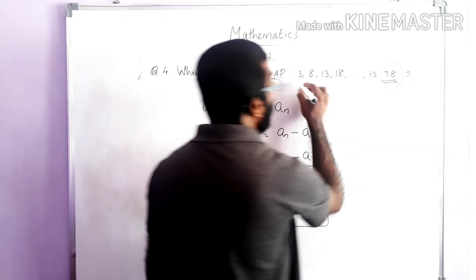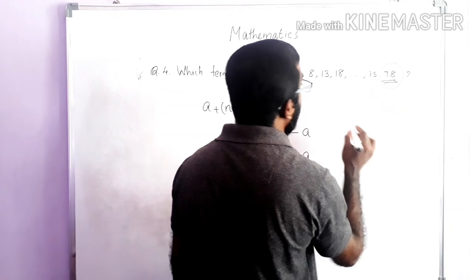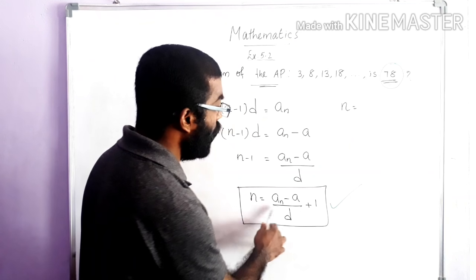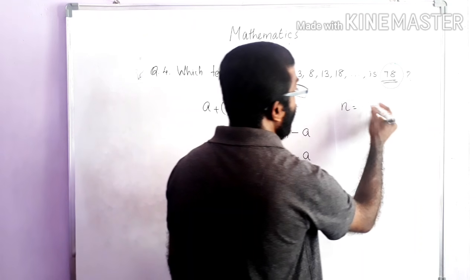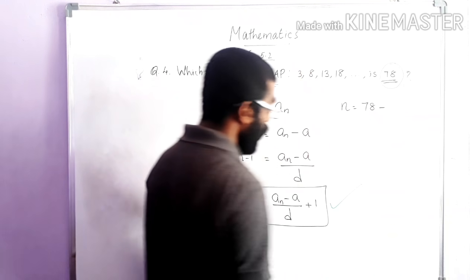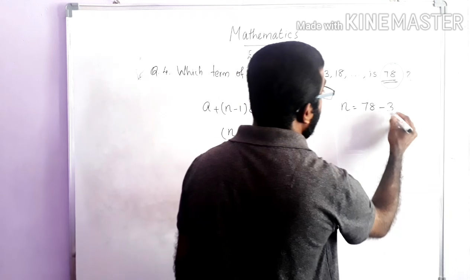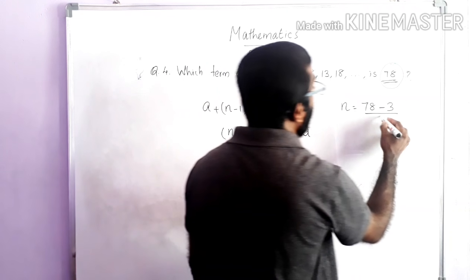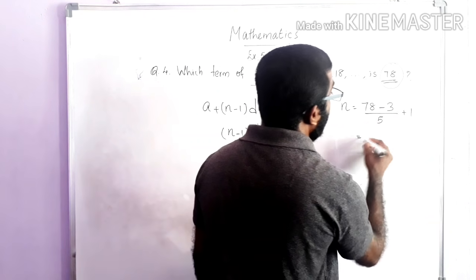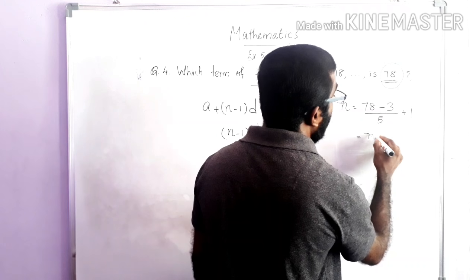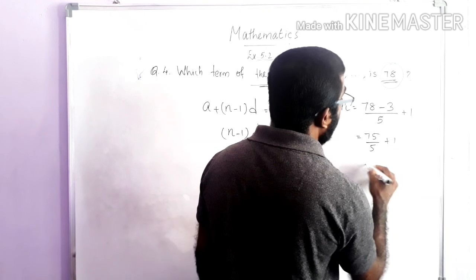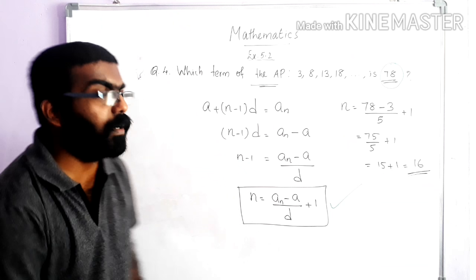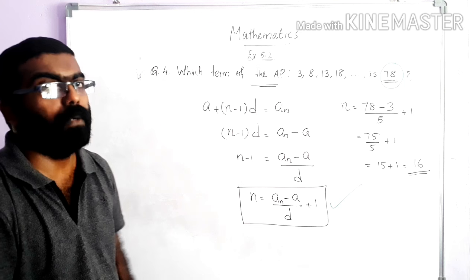Look at the same question. 3, 8, 13, 18, etc. Here n is equal to, according to our formula, an minus a. Here an is 78. So 78 minus a, the first term, which is 3, and d value we already calculated, it is 5, 8 minus 3, 5. Then plus 1. 78 minus 3 is 75 by 5 plus 1. That is 15 plus 1, which is equal to what? 16. So one who knows the formula can easily do the calculations.